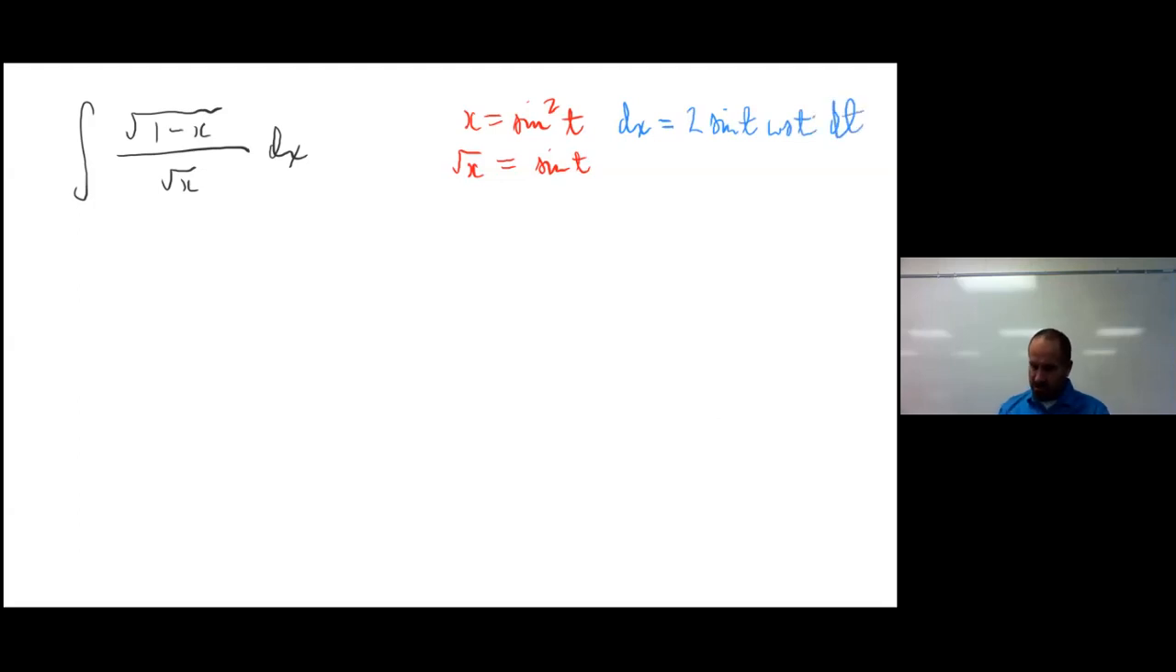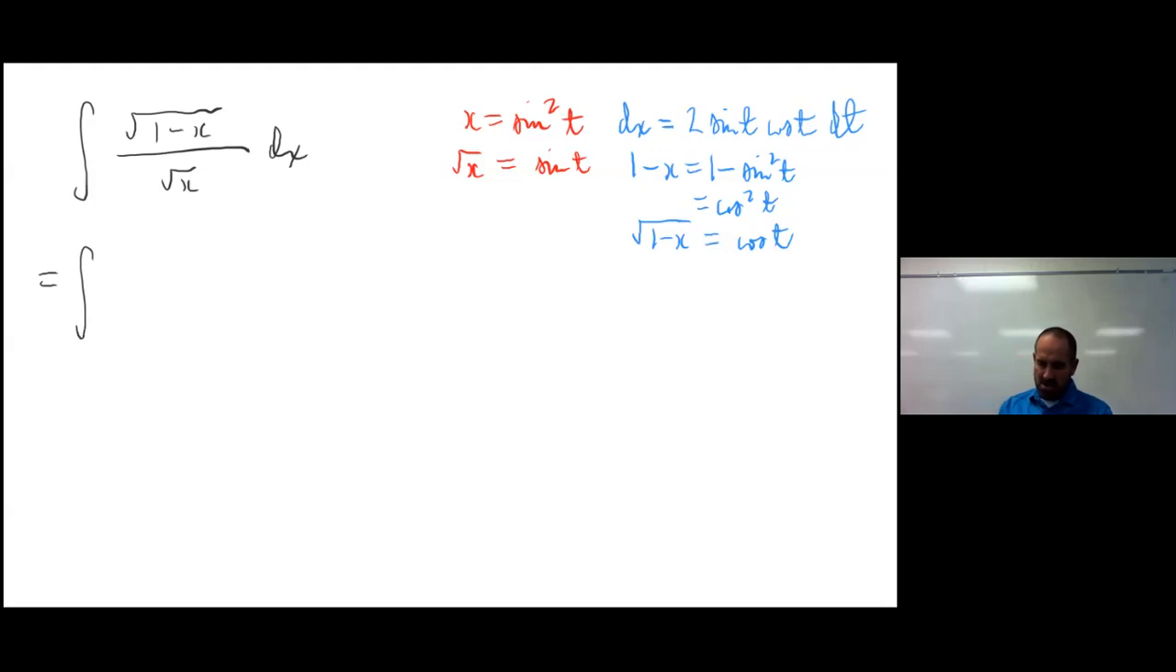Okay, good. And what's 1 minus x equal to in this case? Yeah, 1 minus x is actually 1 minus sine squared, which is, by design, cosine squared. Beautiful. So what's the square root of 1 minus x? Yeah, that's cosine. Amazing. All right. So we go over here and we just plug in all the things that we have.